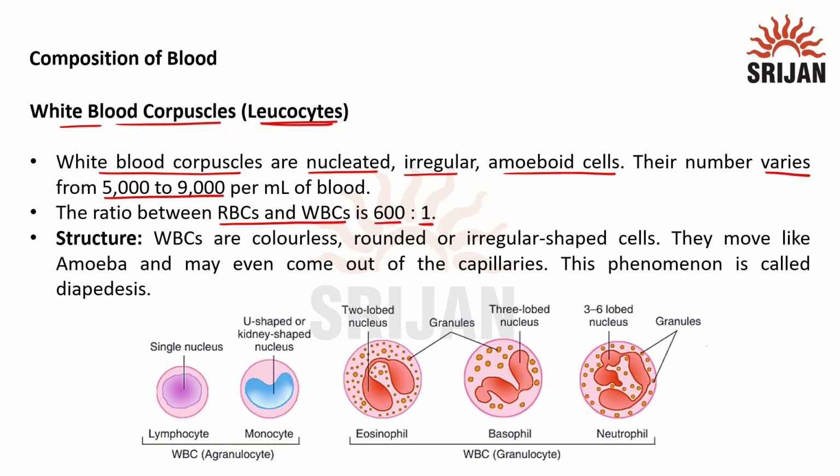If we see the structure of WBC, these are colorless, rounded or irregular shaped cells. They move like amoeba. That means they can change their shape and move through narrow capillaries between epithelial cells. So they may even come out of the capillary, and this phenomenon is known as diapedesis. Now WBCs are of many types. We have granulocytes and agranulocytes.